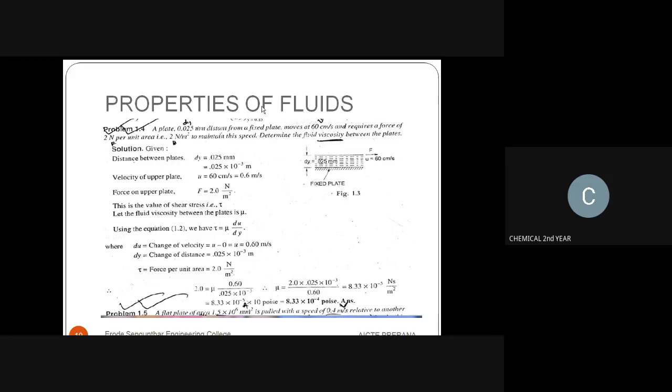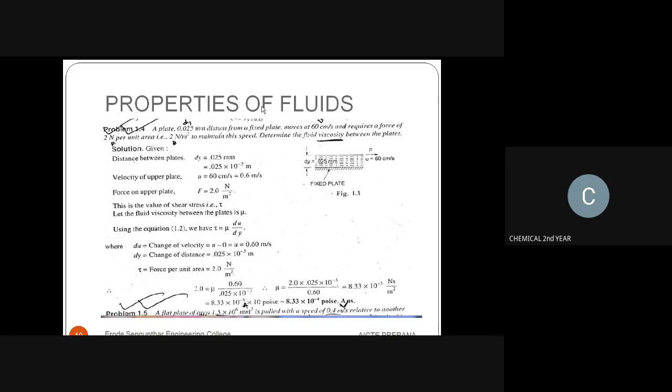So force is given as 2 Newton per meter square. Viscosity is nothing but mu. We need to determine mu. So we know from the equation tau is equal to mu into du by dy. So du is given, that is change in velocity, which is u minus 0. U is given for us. So 0.6 minus 0, you will be getting 0.60 meters per second.